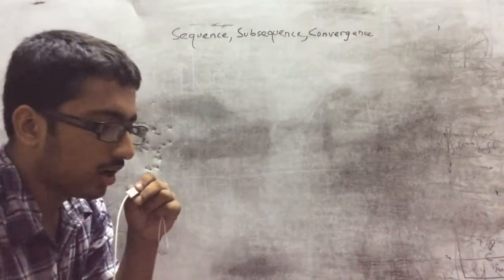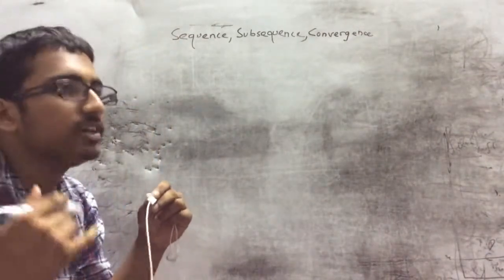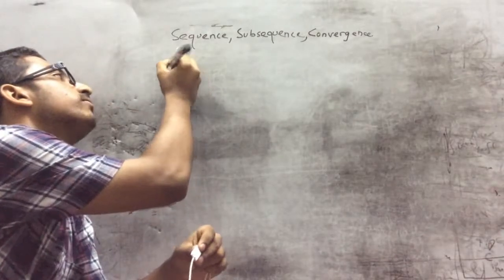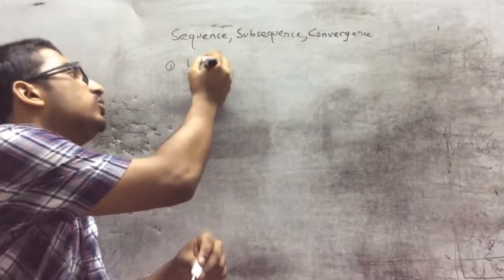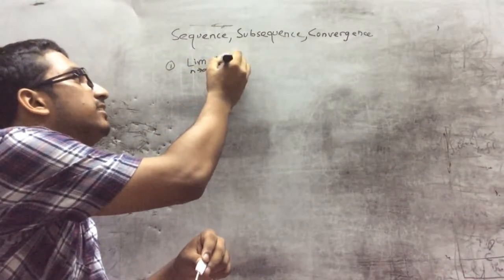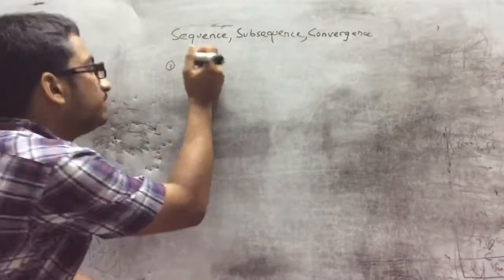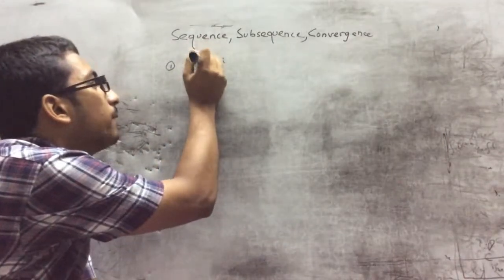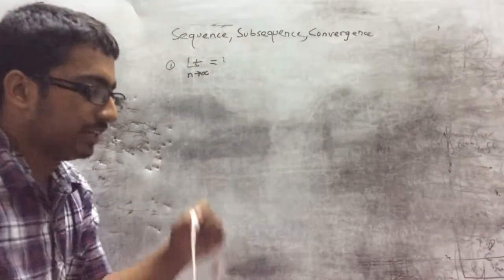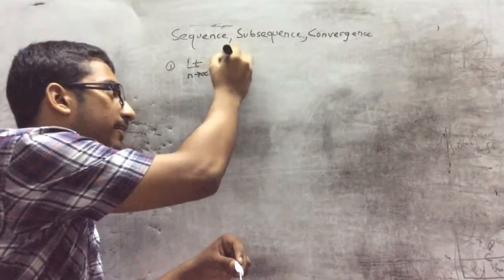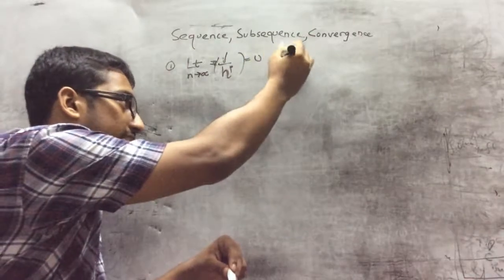First we will start. We will revise some basic limits. Limit n tends to infinity. I write limit n tends to infinity as LT. LT n tends to infinity 1 by n^p is equal to 0 where p is greater than 0.